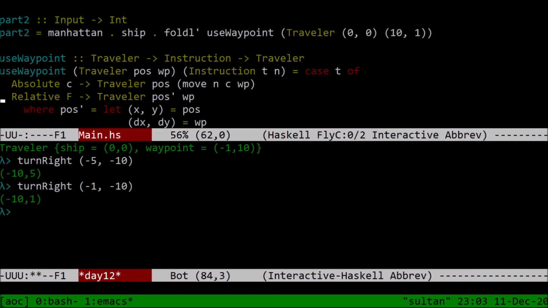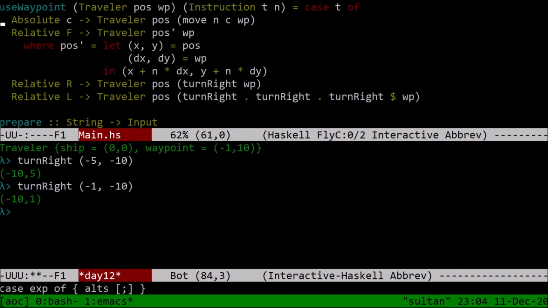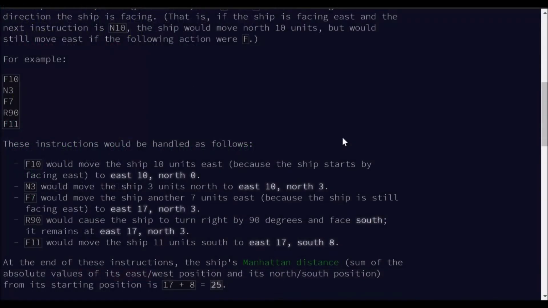Our starting position is fine. And our ability to follow the waypoint is fine. So like everything is correct. What's wrong here? X, Y. Is there anything not being tested by the input that they give us? Sure. South, east, west, and left.